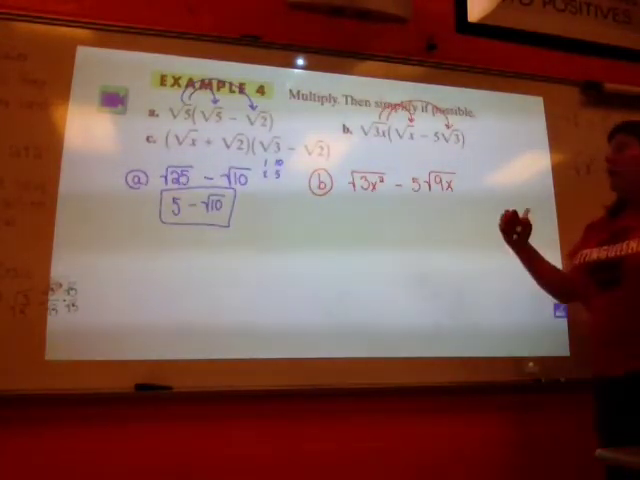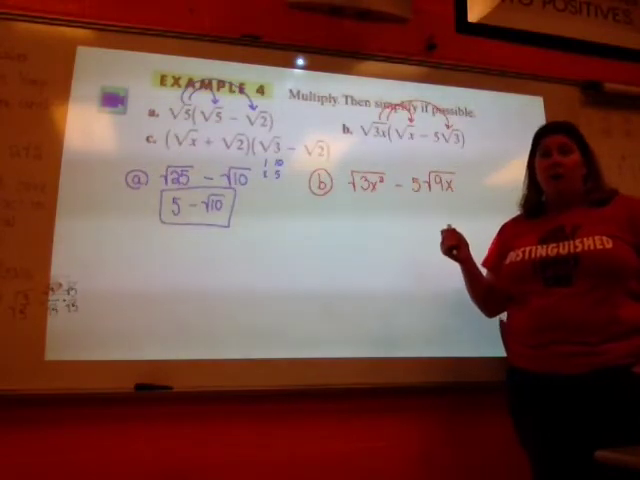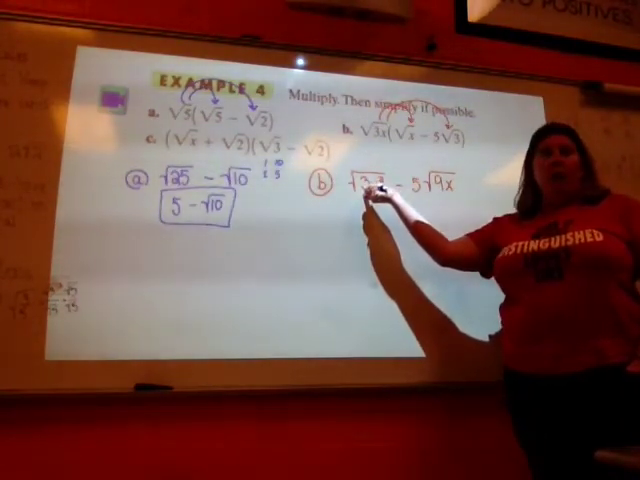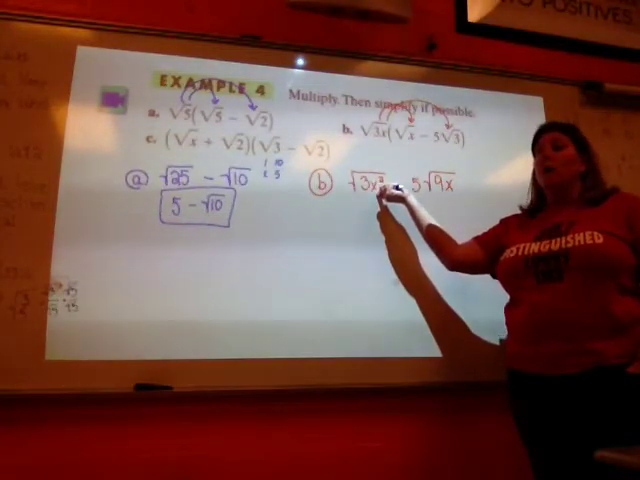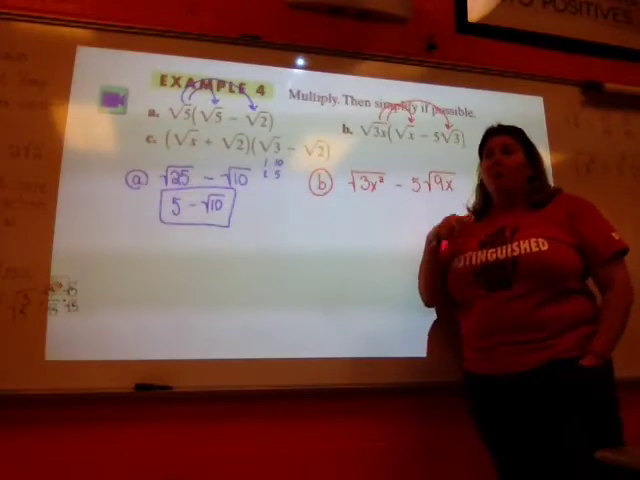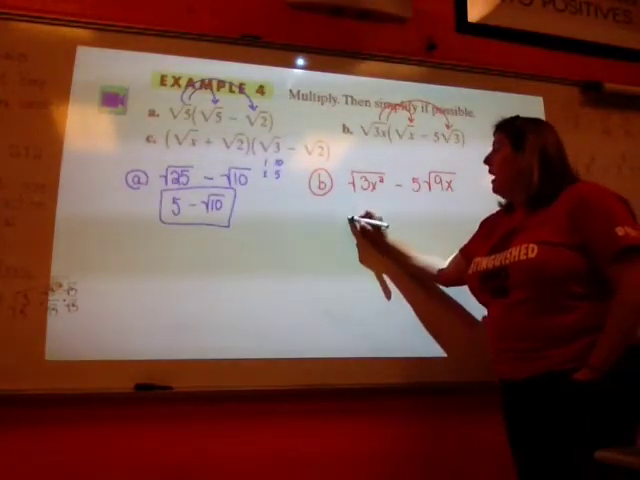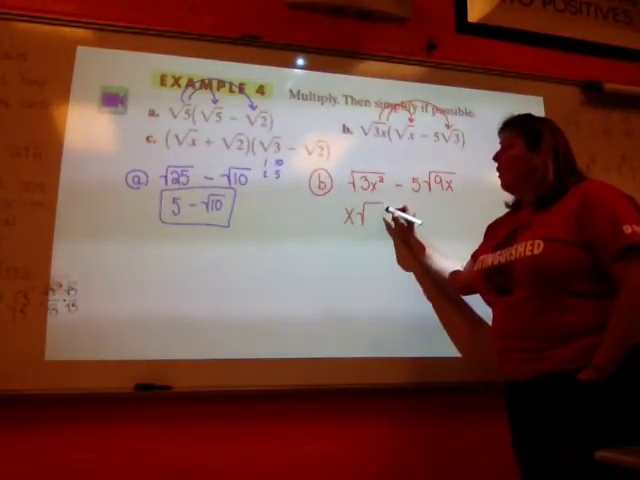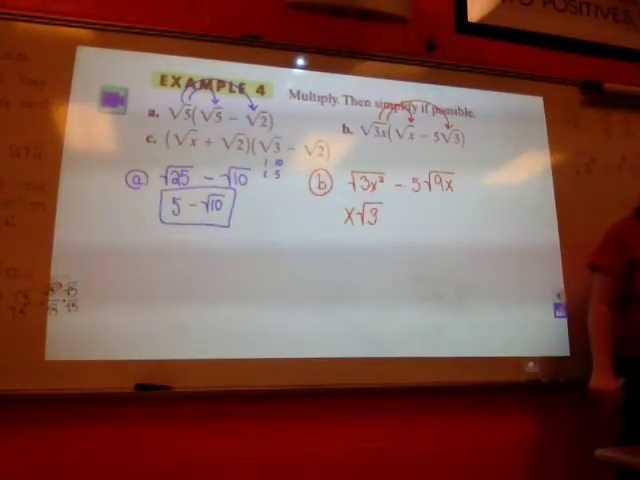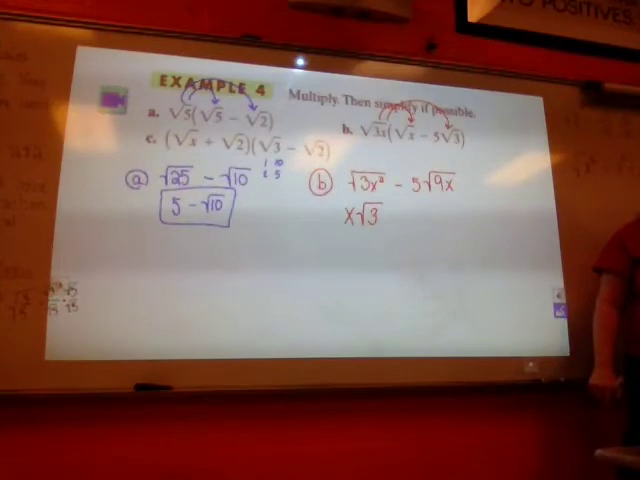Now we have to go back and look at each one and try to simplify. Can I do anything with my 3? No. Can I do anything with my x squared? Yes. 2 will go into 2 how many times? 1 time. So it's going to be x square root of 3 because I couldn't do anything with the 3. Everybody okay with that?